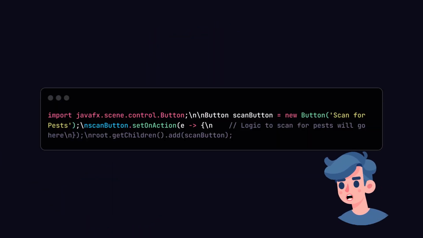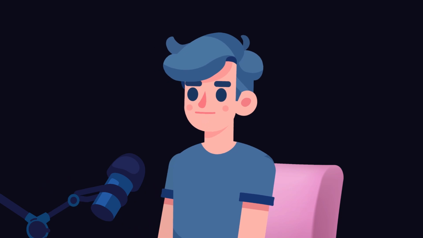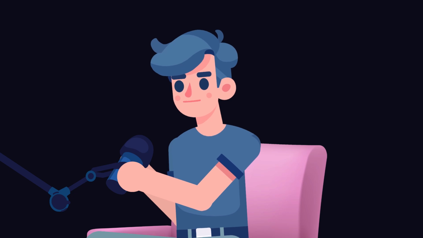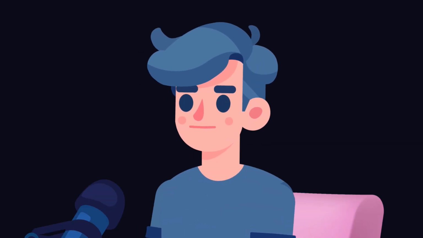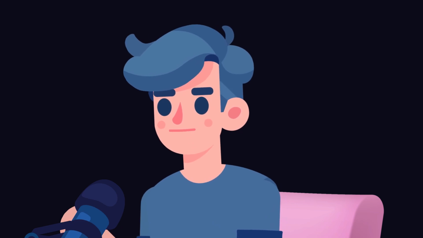Next, we need to incorporate some elements that will aid in pest identification. We will create a button that, when clicked, will simulate scanning for pests. Let's add a button component to our user interface. Here, we created a button labeled Scan for Pests. We also defined an action handler that will be invoked when the button is clicked. For now, we will leave the logic inside the action handler empty, as we will implement it later.